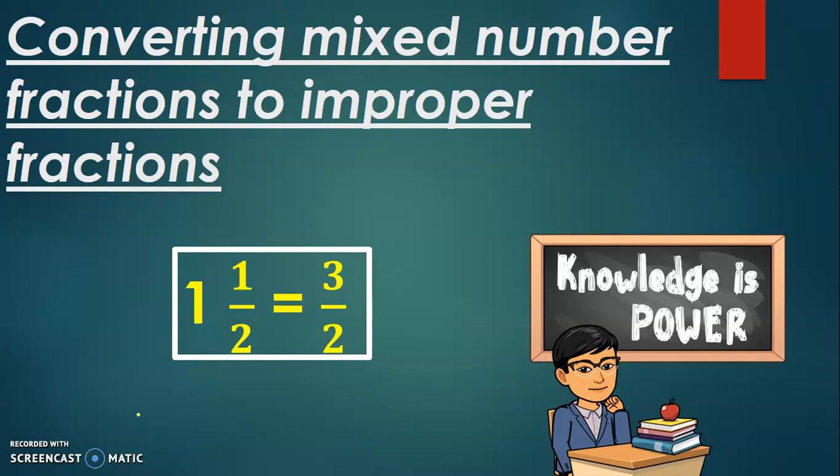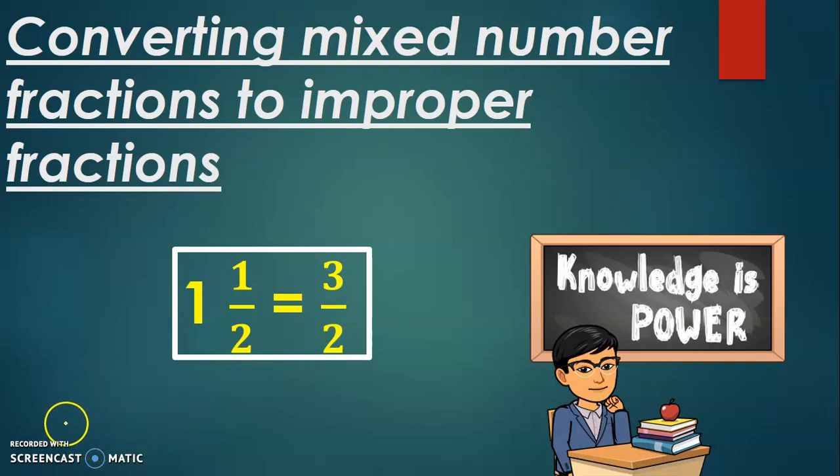Hello everyone, in today's lesson we will be going through how to convert mixed number fractions to improper fractions. In this example over here, you have 1 1/2 is equal to 3/2. 1 1/2 is an example of a mixed number fraction because you've got a number at the front and a fraction together. Then 3/2 is your improper fraction because 3, the numerator, is larger than your denominator, which is 2.